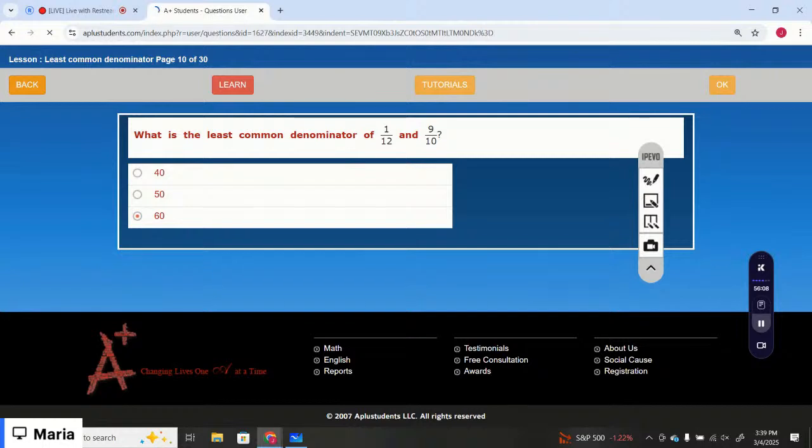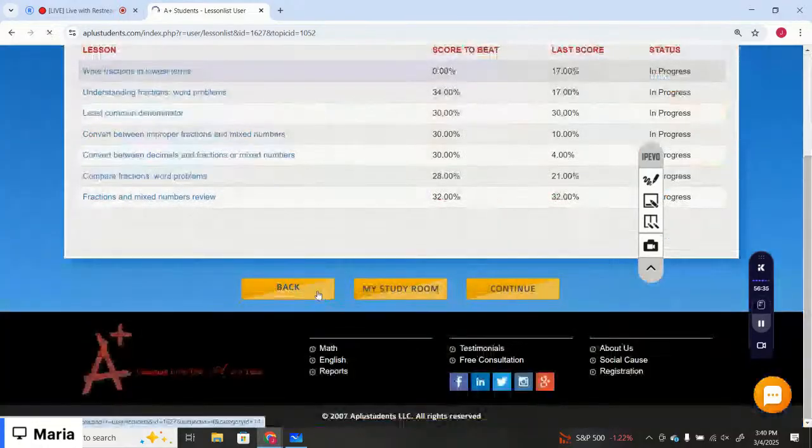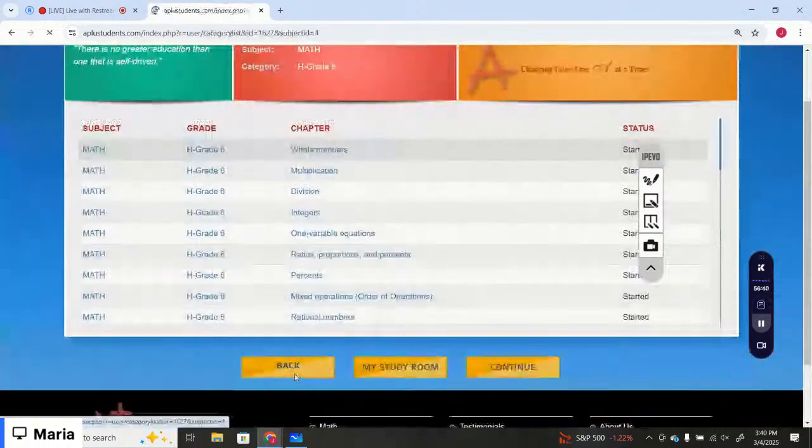Okay, you can complete the lesson by yourself today. So we were working on grade 6 math. The chapter we are working on is write fractions in lowest terms, understanding fractions, word problems, and least common denominator. So please make sure before the next session you can complete all the practice questions for the lessons we just did. That is your homework until next session.